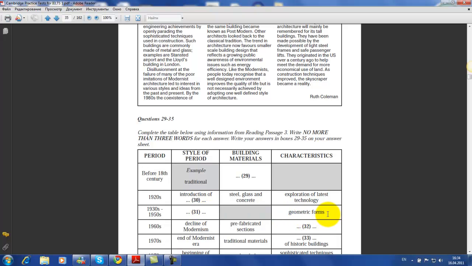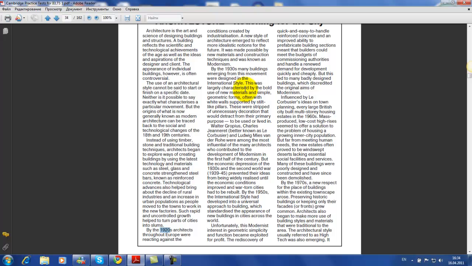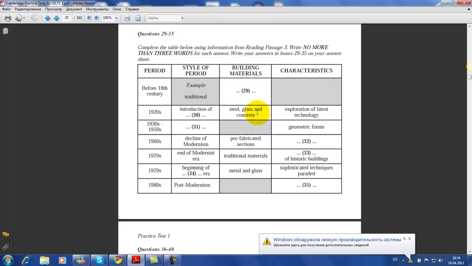Let's see whether we are right. Let's look whether geometric forms can be characteristics of this style. We continue reading. This was largely characterized by the bold use of new materials and simple geometric forms. So we are absolutely right. So if we continue, we will use the same approach. We will look for the keywords such as period, or now for question 32 it will be decline of modernism. We will be looking for characteristics. So I will stop now.